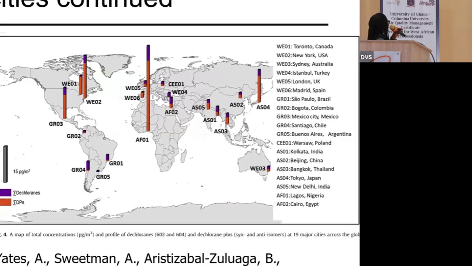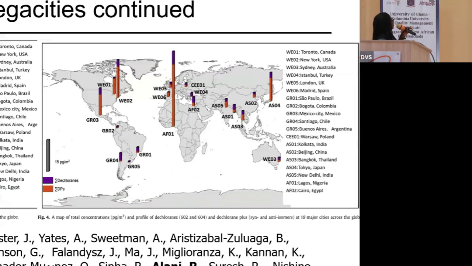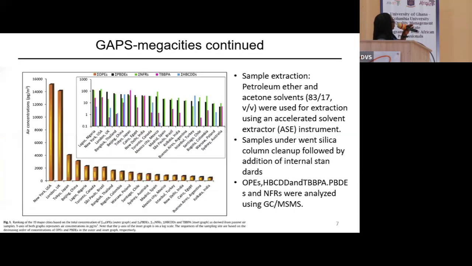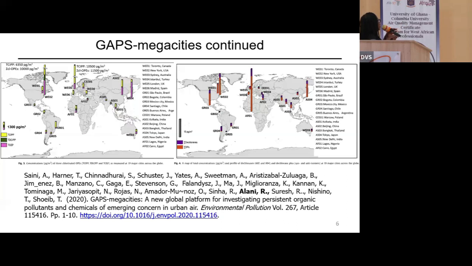For this set of pollutants, the dichlorines and dichlorines, Nigeria was number one and others follow. So can we move it? Next slide. Before you move to the next slide, the publication is here. If you want to see details, you can check here. I think after this, we can give you the slides.